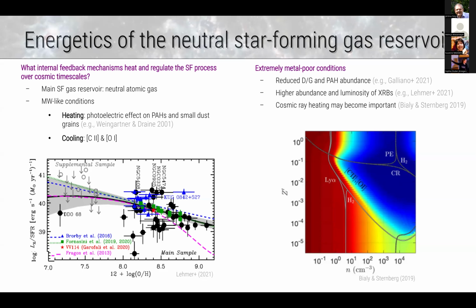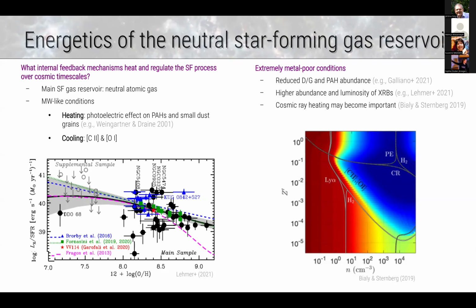However, when you reach extremely metal-poor galaxies, then several things start to happen. The dust-to-gas mass ratio drops, the PAH abundance drops, and at the same time, you have a higher abundance of X-ray binaries at low metallicity, which is known observationally and actually expected theoretically as well. And so these two effects conspire to reduce the photoelectric effect heating and also increase the X-ray photoionization in the neutral gas.